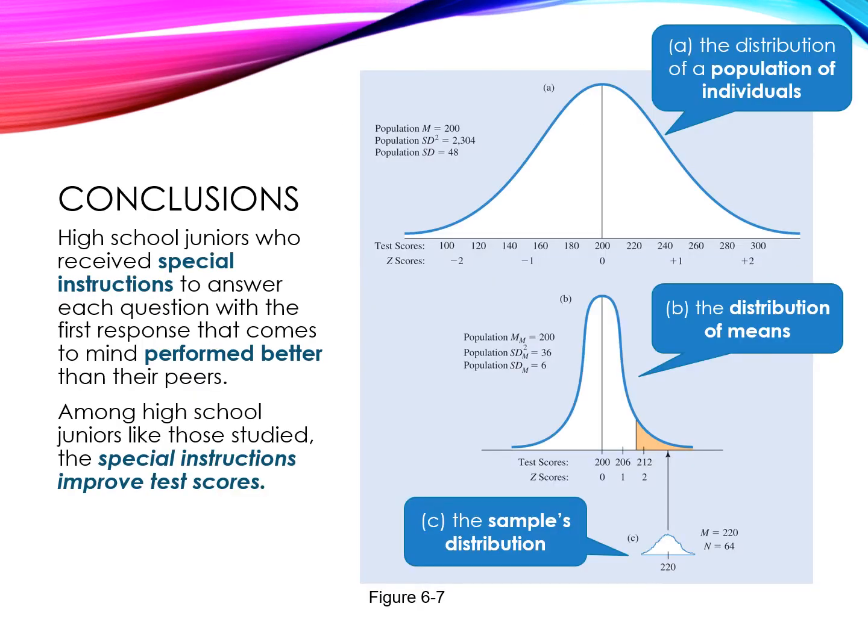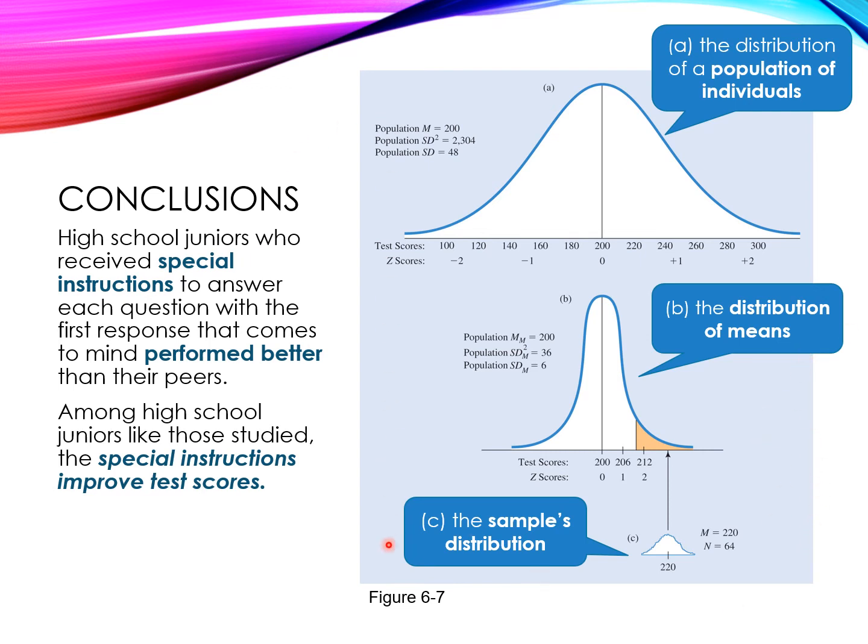Conclusions. A couple of things we know here. High school juniors who received special instructions to answer each question with their first response that comes to mind performed better than their peers. Among high school juniors, like those studied, the special instructions improve test scores. Now, of course, this is fictional. This is a fictional study, but that sure is interesting, and it sounds like a neat study. I would be curious about it.